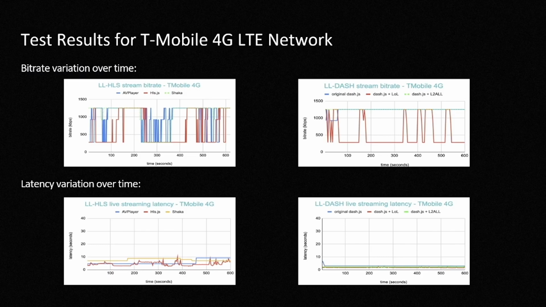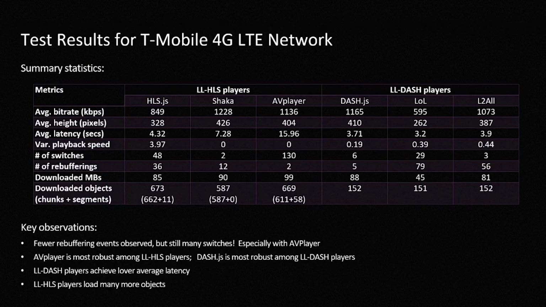And what we also notice is that variation in latency for low latency HLS players is also much lower. So AVPlayer still switches to a longer latency regime close to the end of the session, but it switches once, not twice, and in the highest regime, it still operates at lower latencies as opposed to the previous case. But other effects are the same.